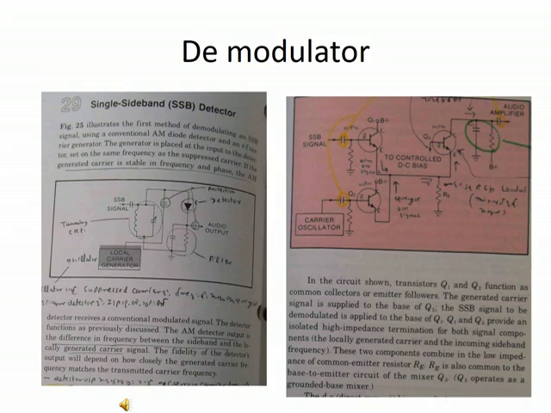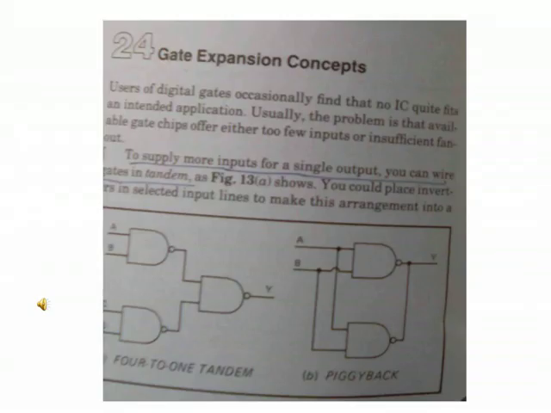What is the gate expansion concept? In this case, some of the IC users find some difficulty. There will be no NAND gate for the input, no NAND gate for the output. Instead of using this single IC, we have to wire up separate ICs to achieve the required number of inputs and outputs. This is what we call the gate expansion concept.